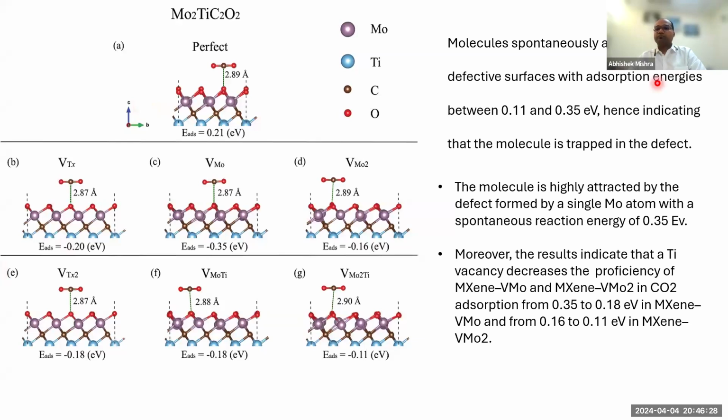If you look at the results, you have variable binding energies in the case of defects, and the molecule is highly attracted by the defect found at a single Mo atom vacancy. Moreover, there are different results for different kinds of vacancies here.